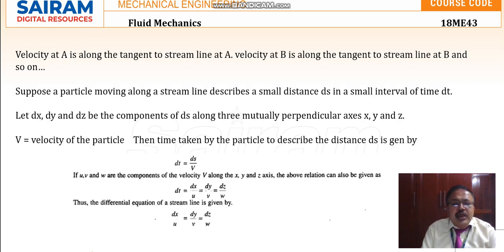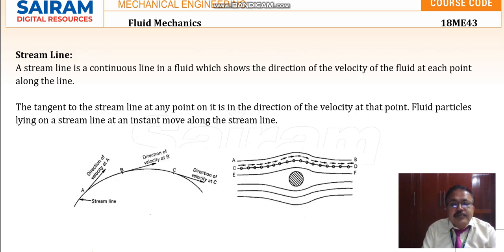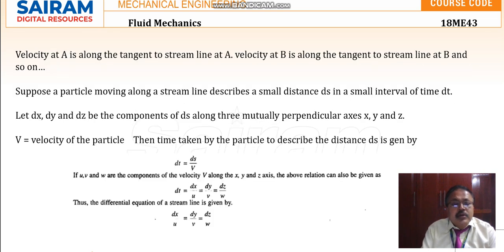Suppose the particle is moving along the streamline, covering a small distance ds in a small interval of time dt. The streamline is shown here. Here the obstacle is there, and the fluid layers are taking the streamlines like this. Let dx, dy and dz be the components of the distance ds taken along the three mutually perpendicular axes x, y and z.